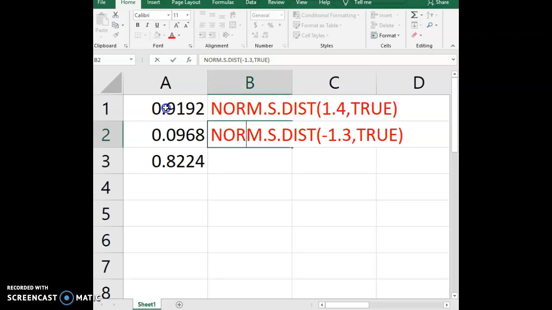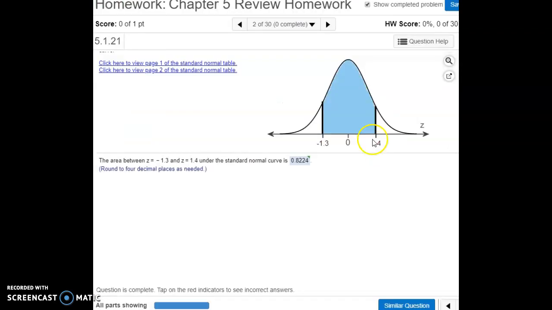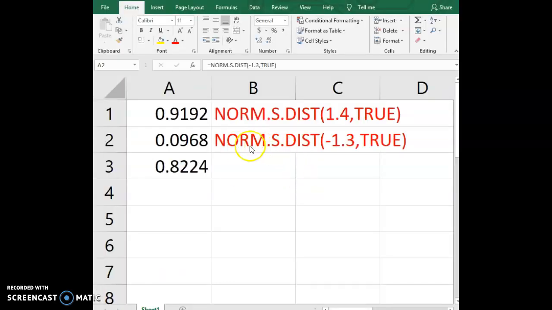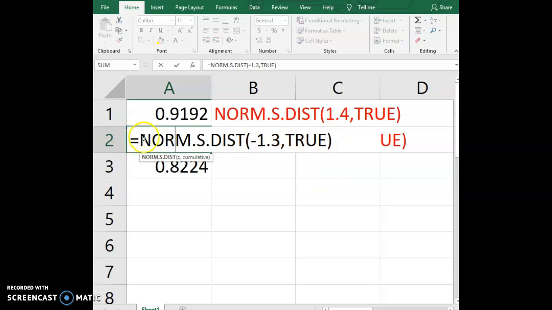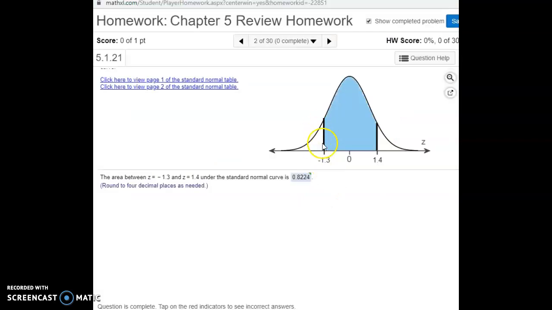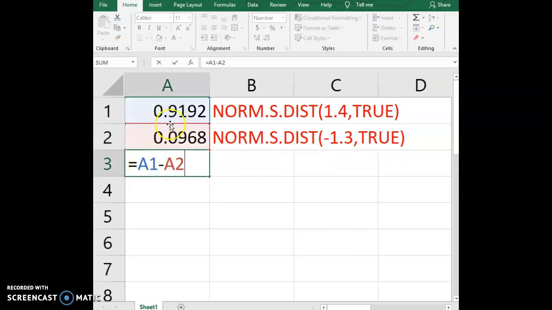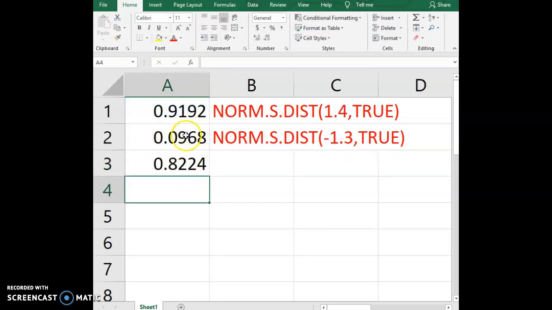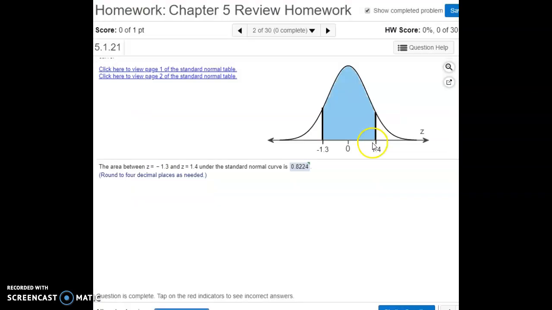So we're going to use the NORM.S.DIST equation here in Excel, and that gives us the area from that z-value 1.4 all the way into the left-hand tail. We use that same formula, that equal sign in front, and it gives us the area from that other z-value right here into the left-hand tail, and that is what we want to subtract away so that we just have the part in between. So I use cell reference here, A1 minus A2, and you're always going to have a subtraction like that when you're finding the area in between two different z-values.